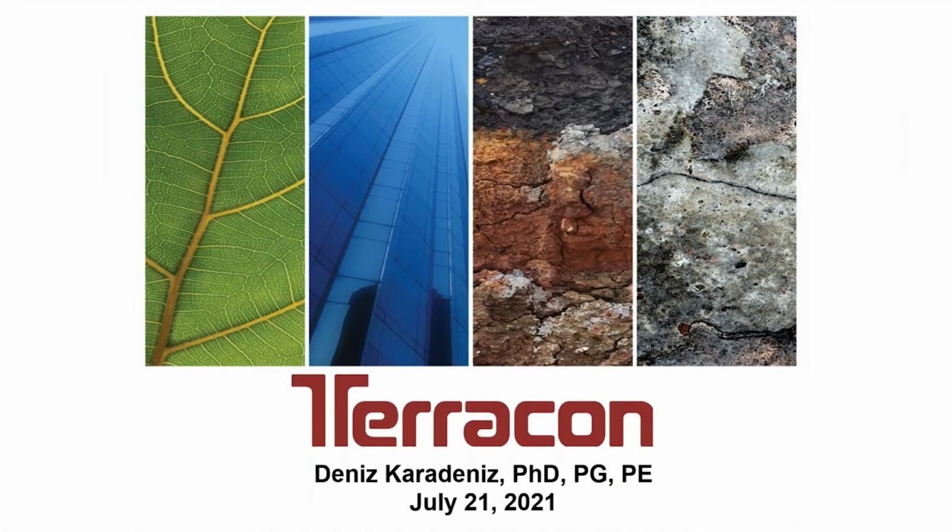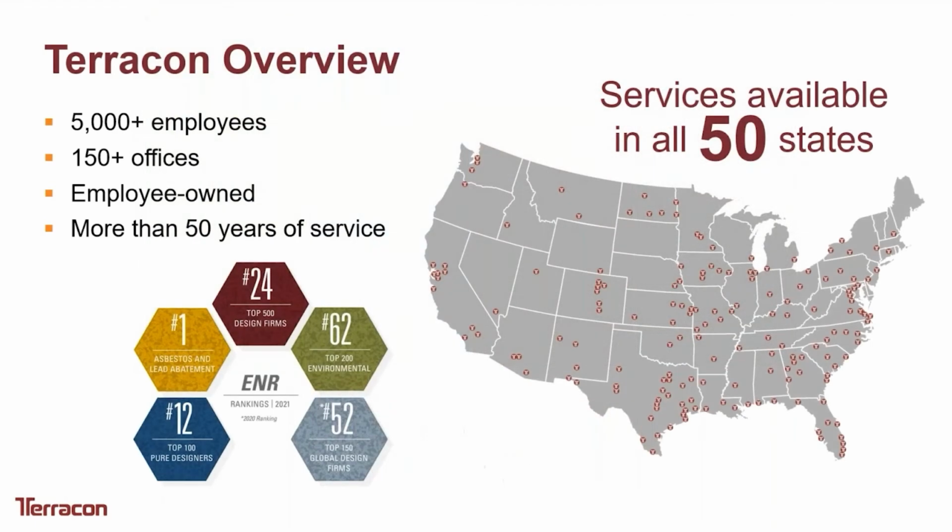Good afternoon, everybody. My name is Deniz Karadeniz. I'm with Terracon. And for those of you who are not familiar with Terracon, I would like to start my presentation quickly to give an overview about Terracon. Currently, we have 150 offices in all 50 states of the United States. In Virginia alone, I believe we have about 7 offices, and we continue to grow. According to the Engineering News Record, that's what ENR stands for, we are ranked number 1 for asbestos and lead abatement, and number 24 for the top 500 design firms.